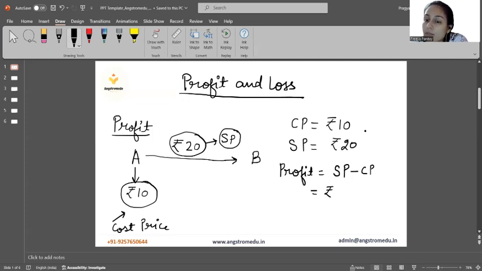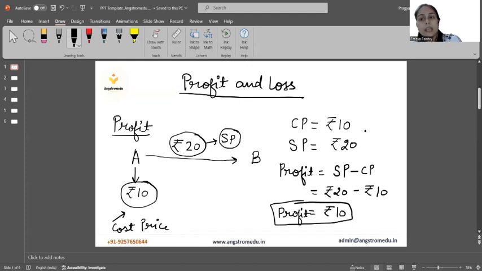So if I subtract 10 from 20, what do I get? 10 rupees as a profit. So this is what a profit is for person A. In this case, we have understood the concept of selling price, cost price, and profit.